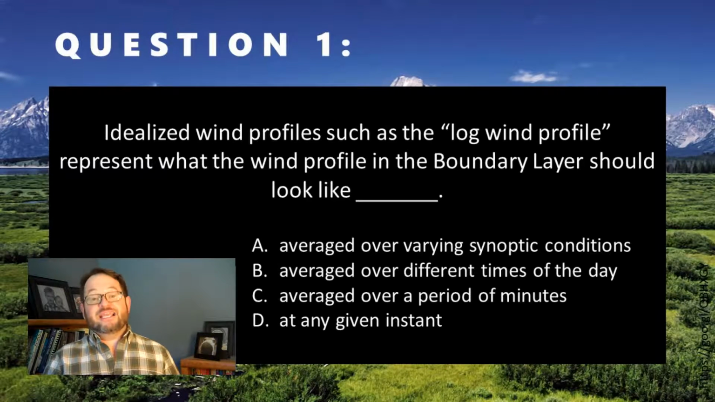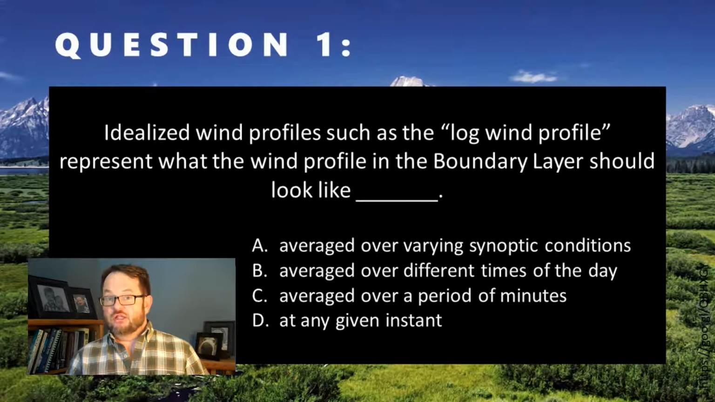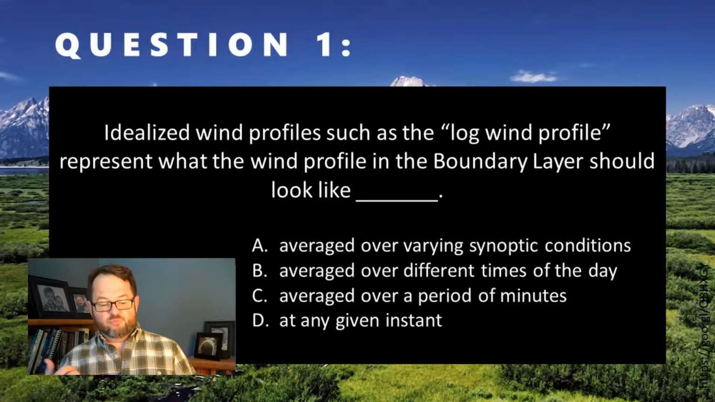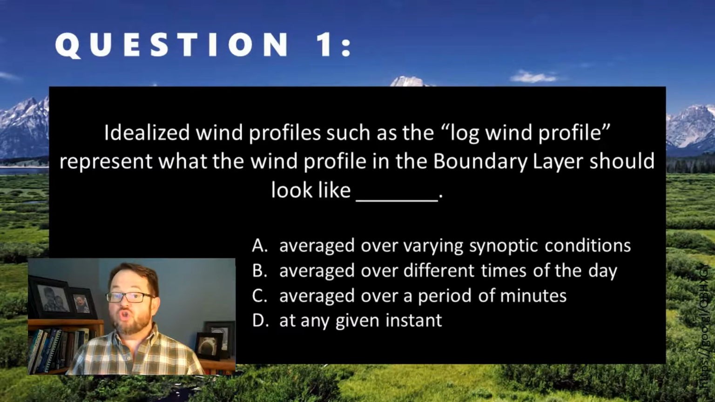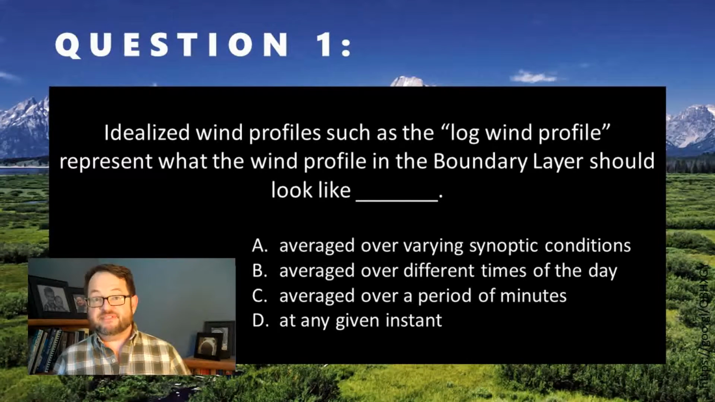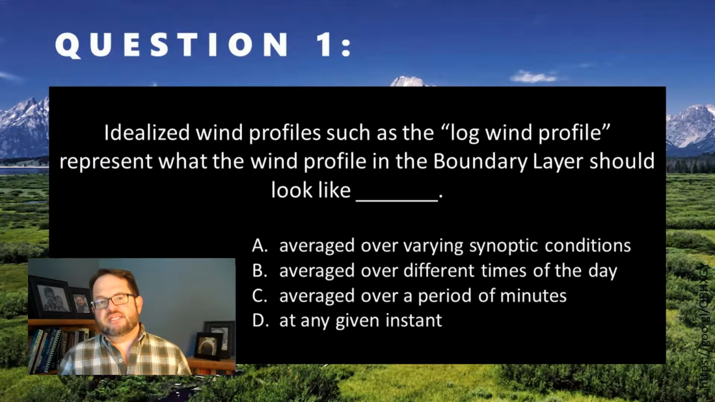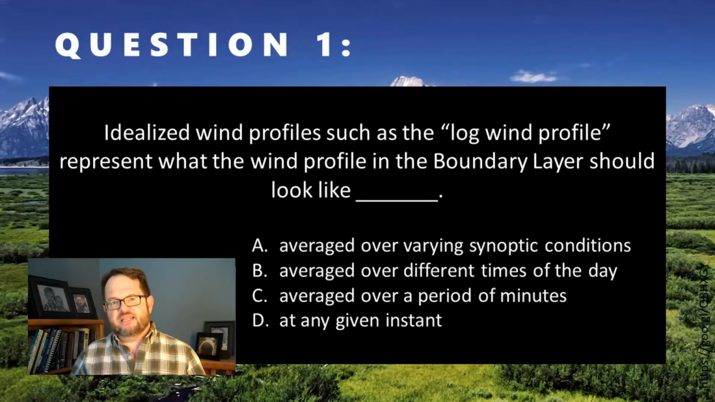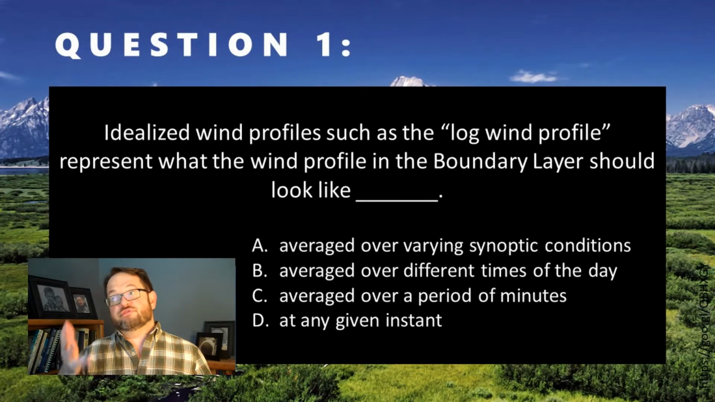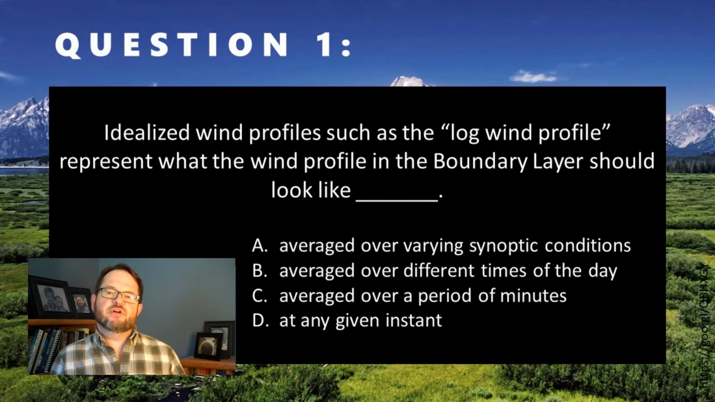Question 1. Idealized wind profiles, like the log wind profile, represent what the wind profile in the boundary layer should look like. A, averaged over varying synoptic conditions. B, averaged over different times of the day. C, averaged over a period of minutes. Or D, at any given instant. What is that log wind profile actually telling us about what the wind should be looking like in the boundary layer? Make a choice from those 4 options and get a little feedback before you move on to question 2.